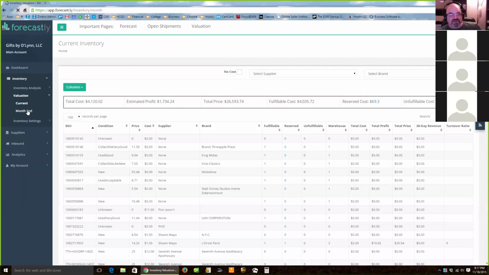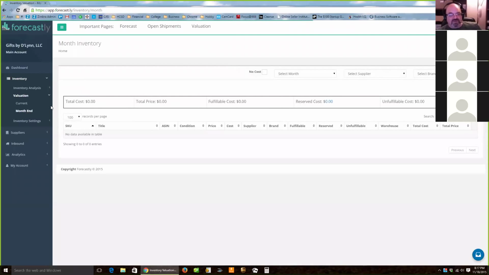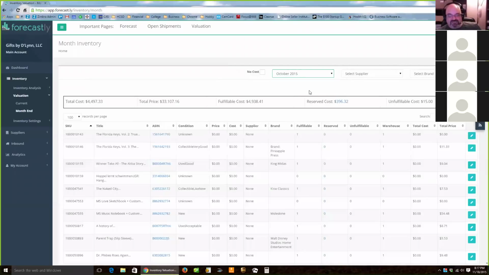and also there's a month end, so it will show you the value of your inventory at the end of a specific month. And let's see if I've had enough data. I started using it mid-October, but yeah, there we go. So it'll show you the total cost, that type of thing. So when you do your taxes, if you're using this, that'd be immensely helpful to select December and see what your inventory value was at the end of the year. You can also do it by supplier or brand, so you can get a look at what your inventory is worth at that current moment.